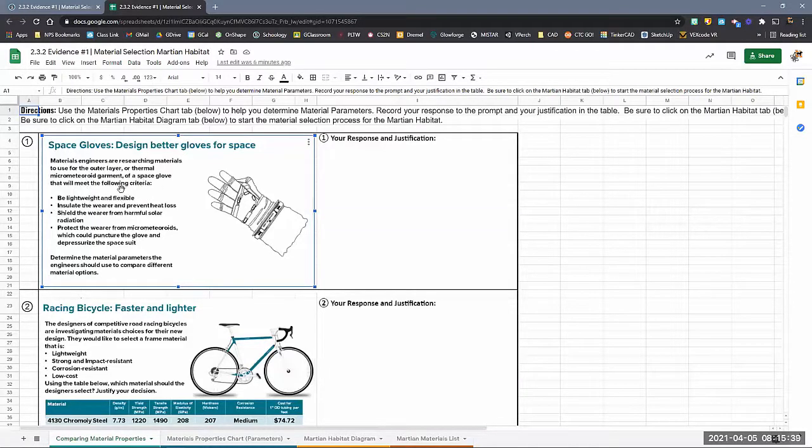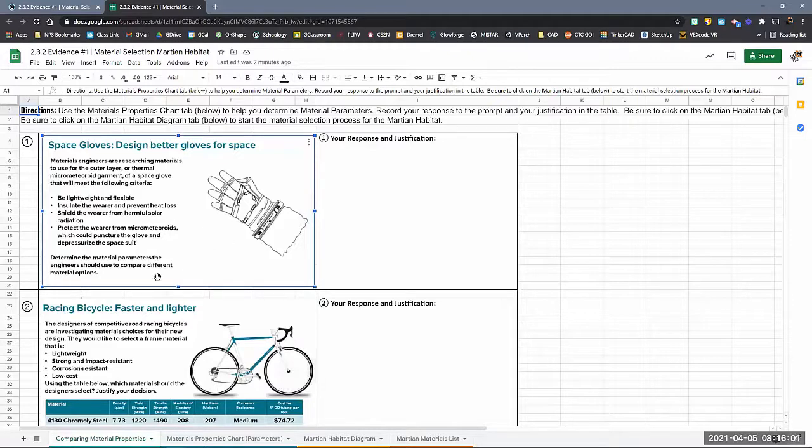Okay, so it needs to be lightweight and flexible. It needs to insulate the wearer and prevent heat loss. It should shield the wearer from harmful solar radiation. And it should also protect the wearer from micrometeoroids, which could puncture the glove and depressurize the spacesuit. So meaning it needs to be pretty strong and tough without puncturing a hole through the glove.